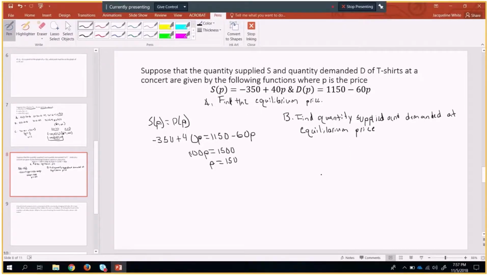But all we have to do for this is we already found the equilibrium price. To find the quantity supplied and quantity demanded, all we have to do is plug that into both of these equations. So we get S of 150 is equal to negative 350 plus 40 times 150. That's equal to negative 350 plus 6,000. And that's equal to, I think, 5,650. All right. Next one is D of P.